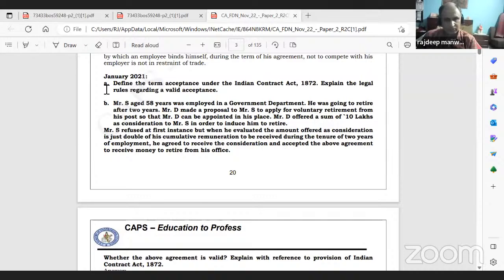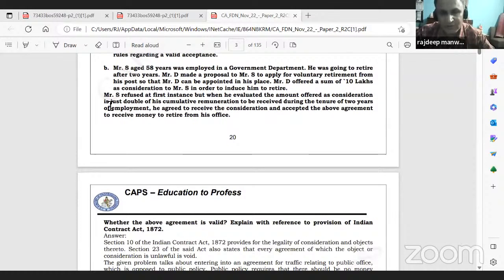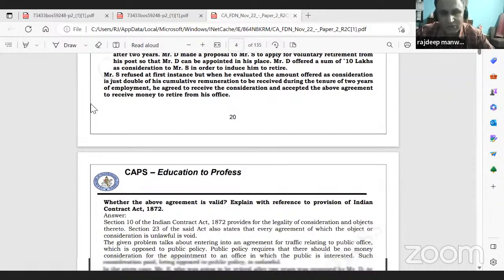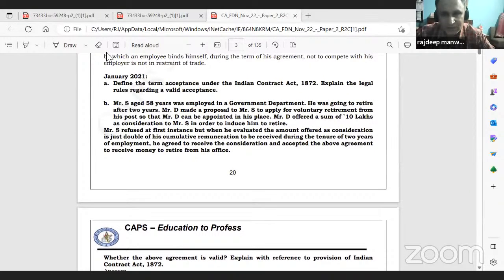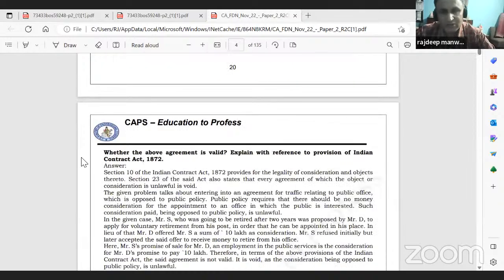January 2021. Define the term acceptance under the Indian Contract Act 1872. Explain the legal rules regarding a valid acceptance. So this is the one which is there from your study material, right? So see how they write the answer. First you give the definition of acceptance, then you give the rules and then give a conclusion. See how they've written the answer. Read it. Don't read the whole thing. They will copy and paste it from the study material, but you just see the way they've written. See, read the answer, Viksha.